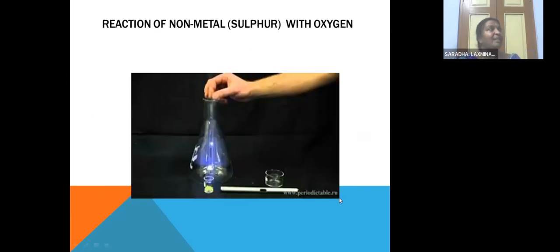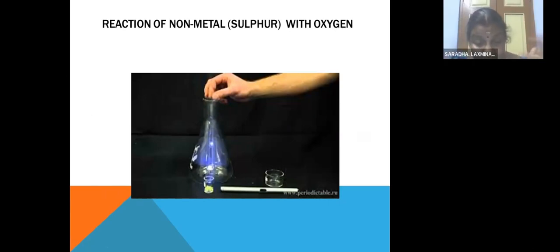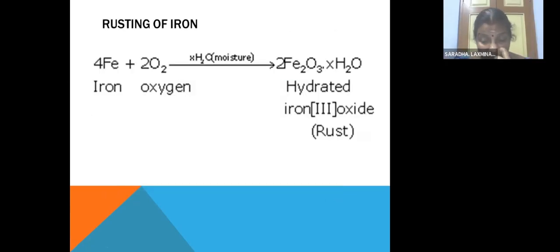Reaction of non-metal with oxygen. We have explained the reaction of metals with oxygen, and after that, we should also explain the rusting of iron. Rusting of iron is again a metal reaction. When iron is exposed to moist air as well as oxygen, it forms iron oxide, Fe2O3, which is iron(III) oxide, ferric oxide, along with xH2O. The number of water molecules keeps changing depending upon the atmospheric moisture.